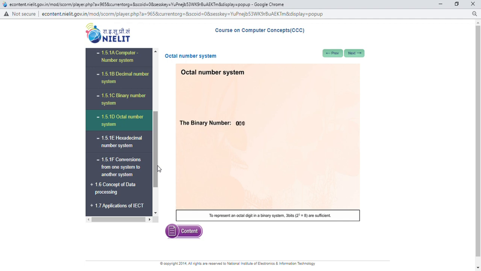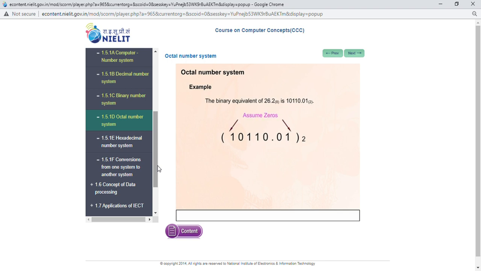To represent an octal digit in a binary system, 3 bits, that is 2 power 3 is equal to 8, are sufficient. Example, the binary equivalent of 26.2 base 8 is 10110.01 base 2.